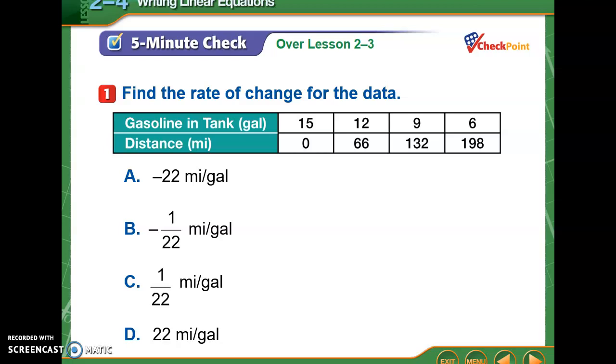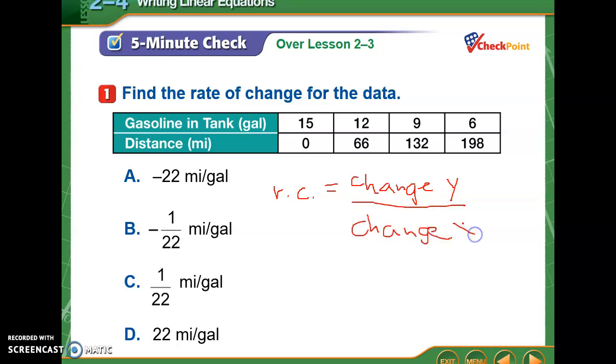Okay, so first problem, find the rate of change for the data. All right, so rate of change, let's start with writing the formula. Rate of change equals change in y over change in x. Okay, just like your slope. All right, so gasoline in tank, gallons, this will be our x, and then distance covered will be our y.